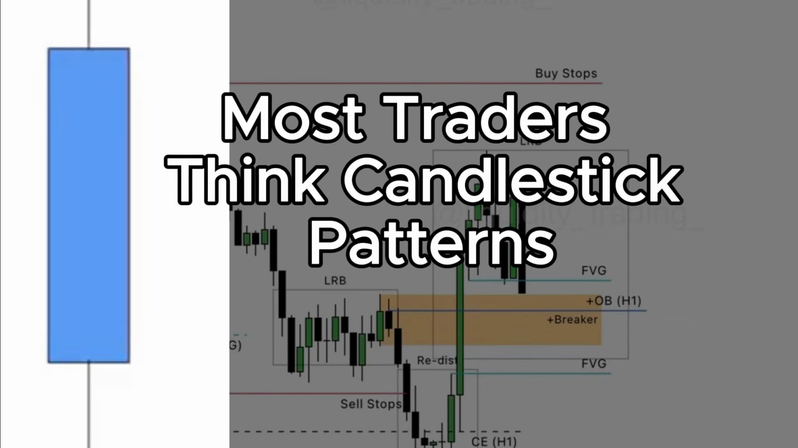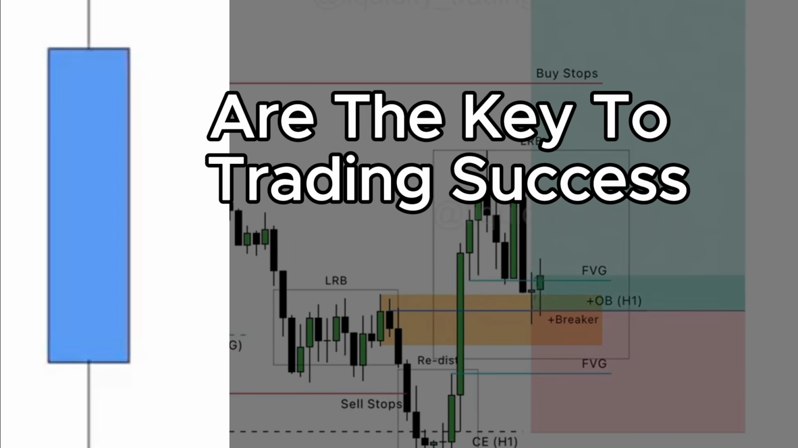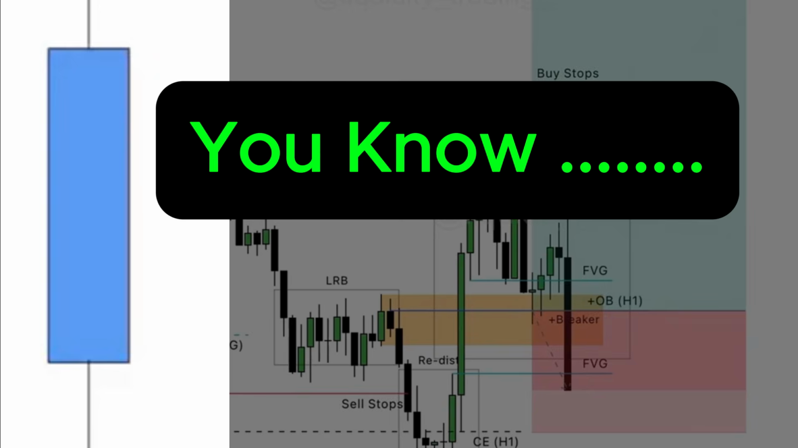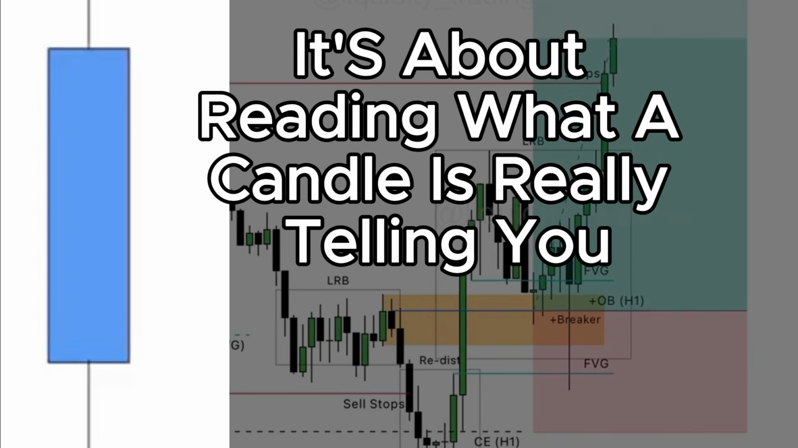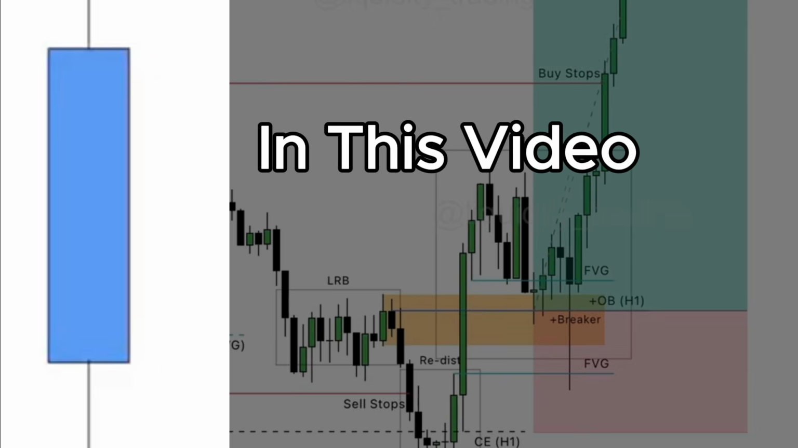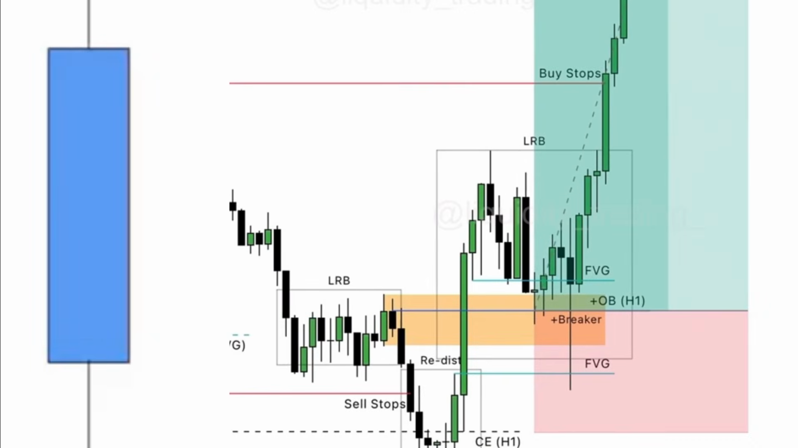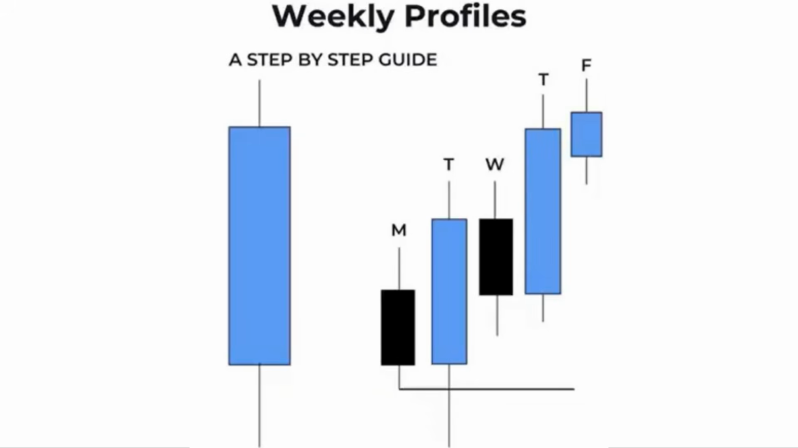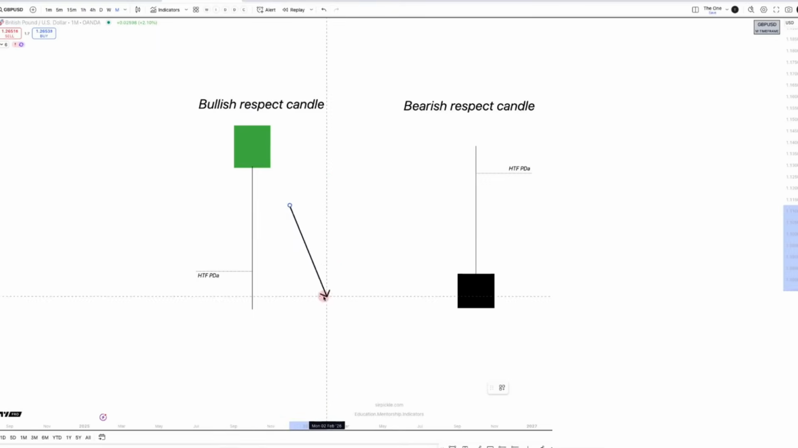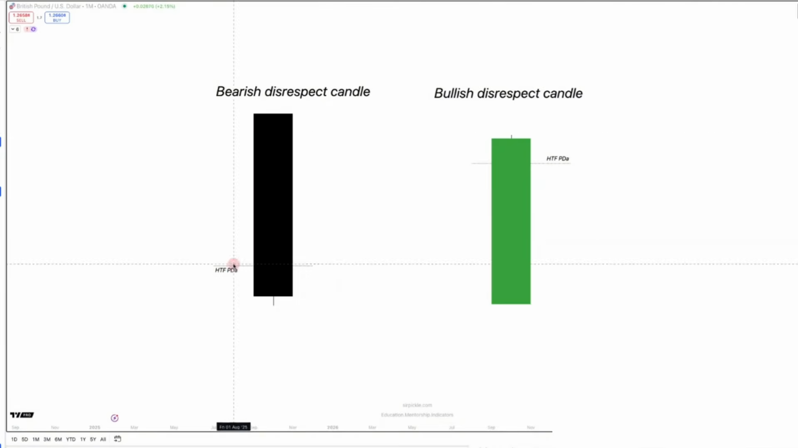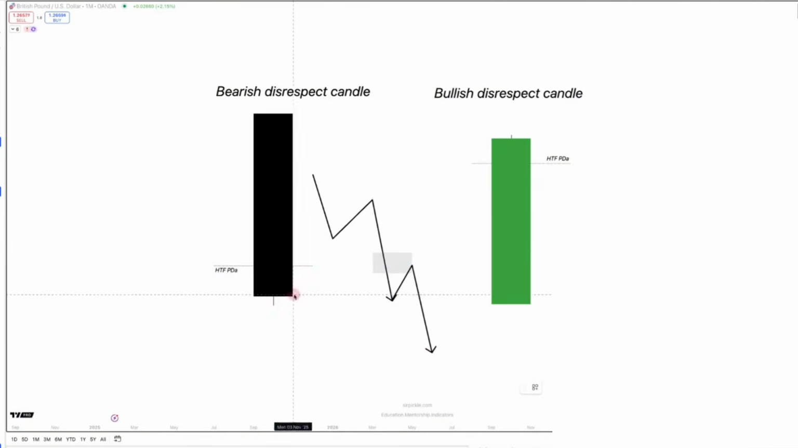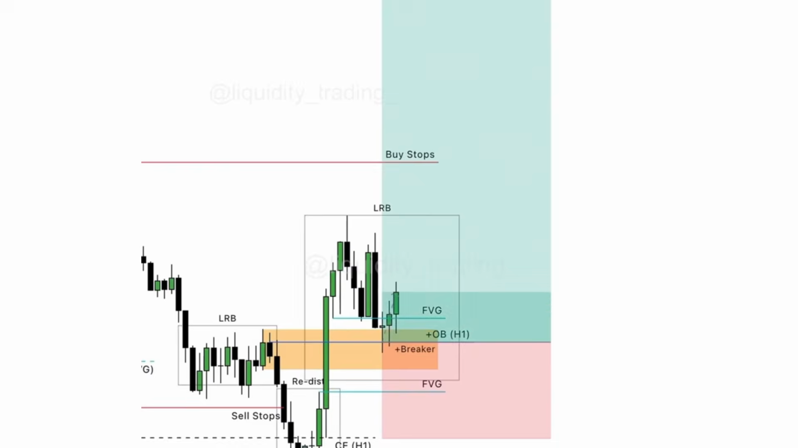Most traders think candlestick patterns are the key to trading success, but if you've studied ICT, you know it's not about patterns, it's about reading what a candle is really telling you. In this video, we're going deep into how professional traders and smart money read candlesticks, from liquidity wicks to rejection candles to using ICT tools like order blocks, Fibonacci, and session timing. You'll learn how to truly understand candlestick behavior and how to use that knowledge to level up your entries.